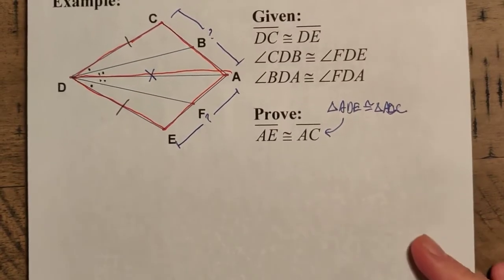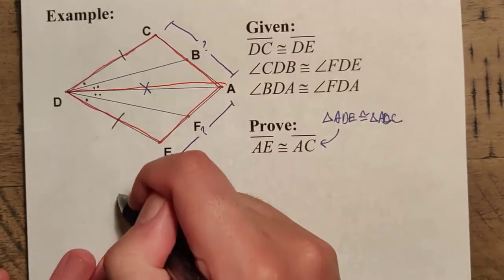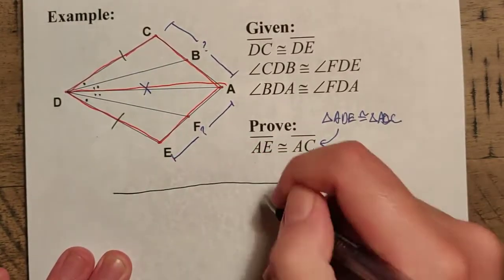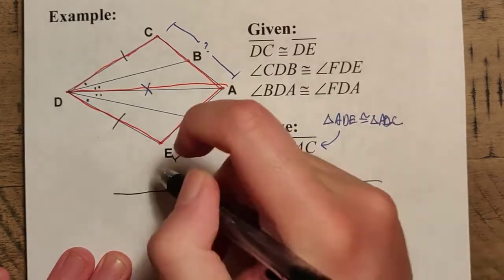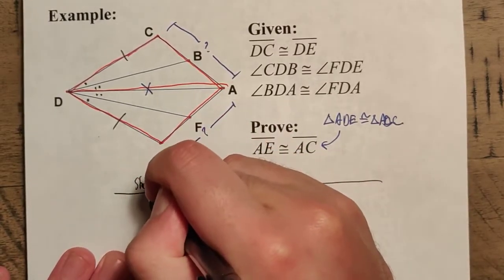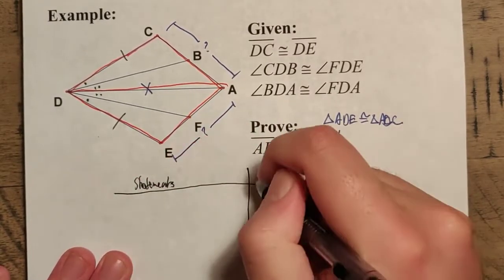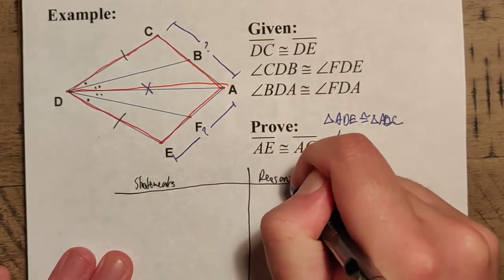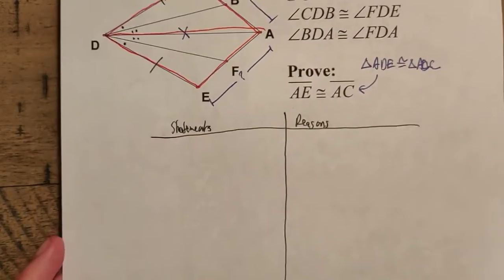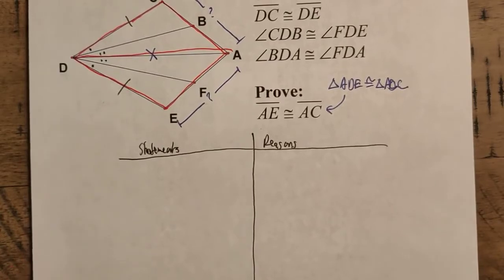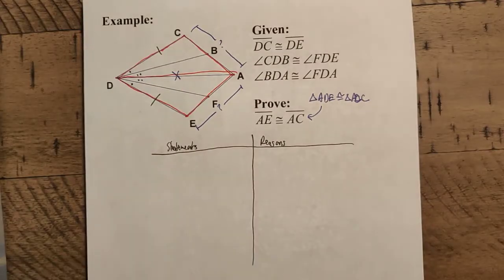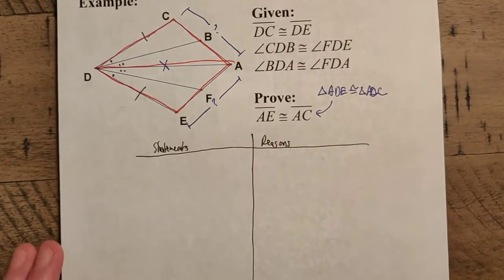So I'm going to go ahead and write this one out here, considering what we have. So our plan is set. Let's go ahead and write this one out. Okay? So we're going to use our statement reason table here. I'm going to write this one out so we can see it a little bit more. Okay? So let me go ahead and do this here.